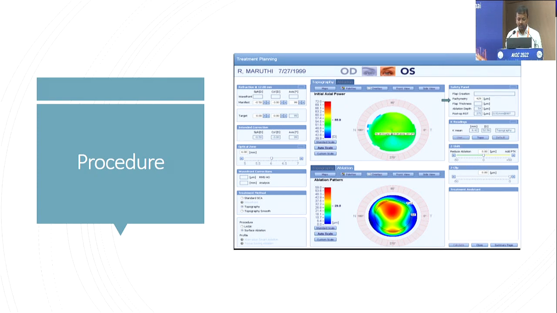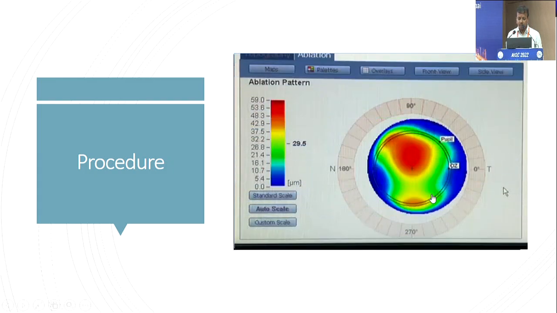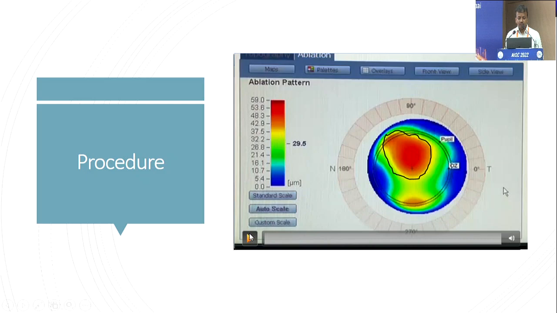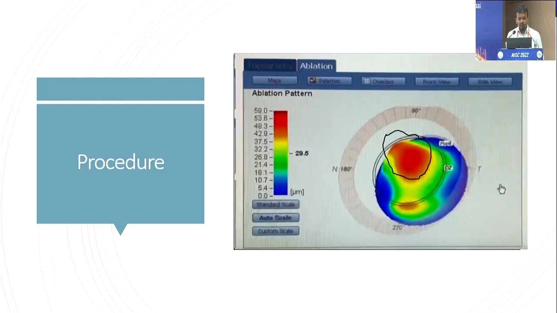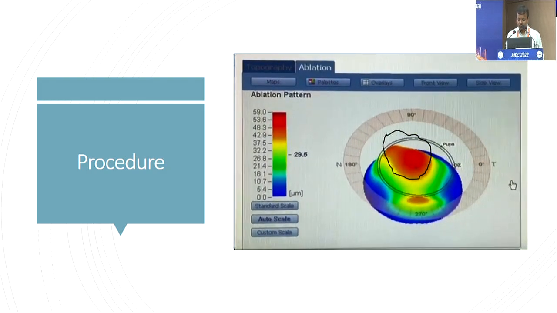If you see this case, he has a central, slightly superior cone with keratometry of about 52. What we do is dependent on our subjective refraction. A very good refraction has to be done to confirm the axis, otherwise it will ablate in a different axis, and that will be more trouble. So we have to ablate this region of the cornea, and this will be our exact ablation pattern, and it can be represented in 3D also. This is the pre-op photo.